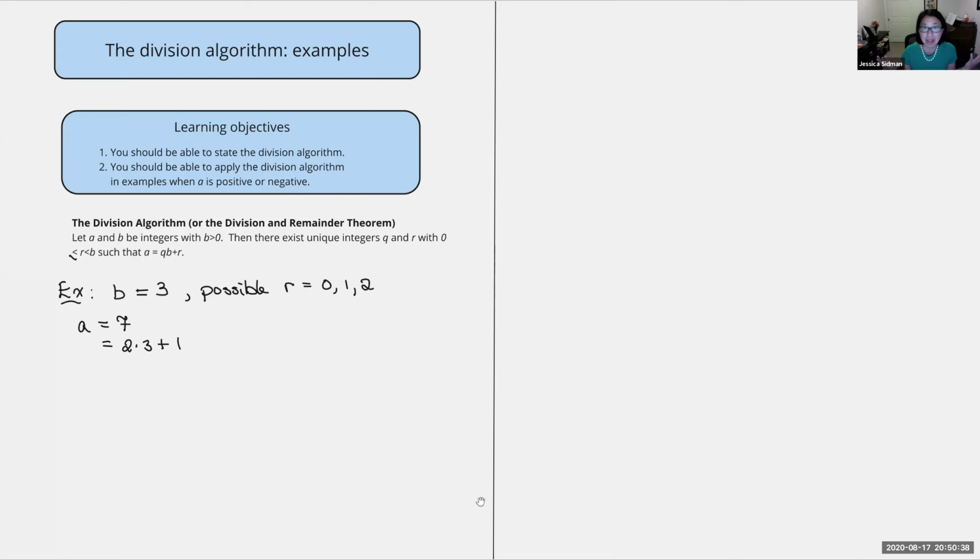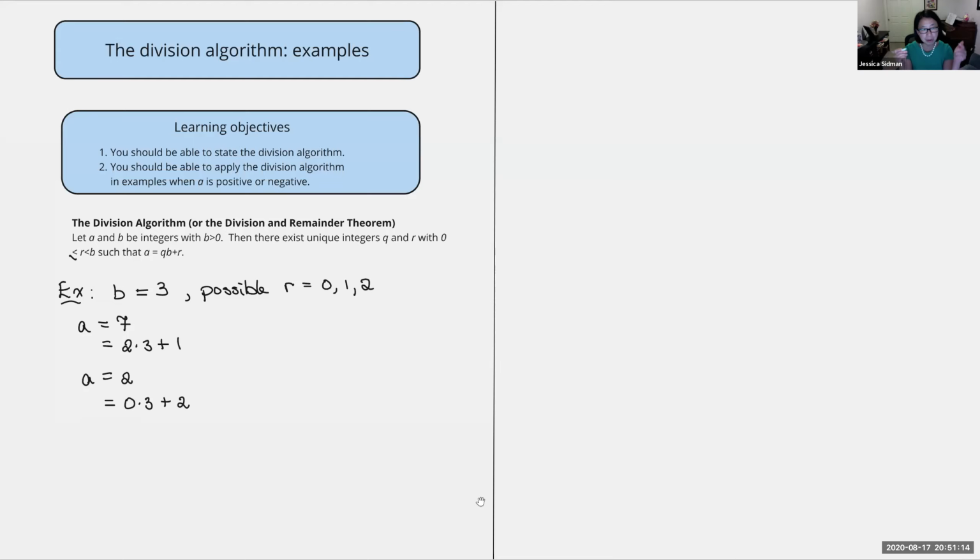We can do this for any number though, right? The theorem says for any a you give me, I can do this. So sometimes people say, well, what if a is equal to, say, 2? How do we write that in the form qb plus r, where r is 0, 1, or 2? Well, q can be 0, okay? So in this case, we'd have 0 times 3 plus 2, all right? And so that's how we do it.